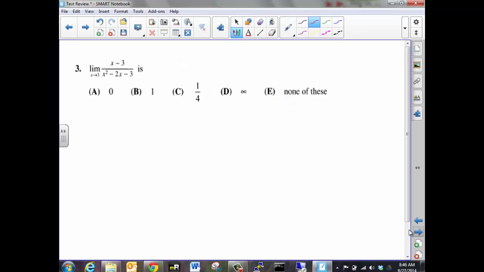Number 3, okay? All right, I see x going to 3. What do y'all think the answer is? I hear 1/4. Everybody agree with 1/4? Okay. What did we do to figure that out?